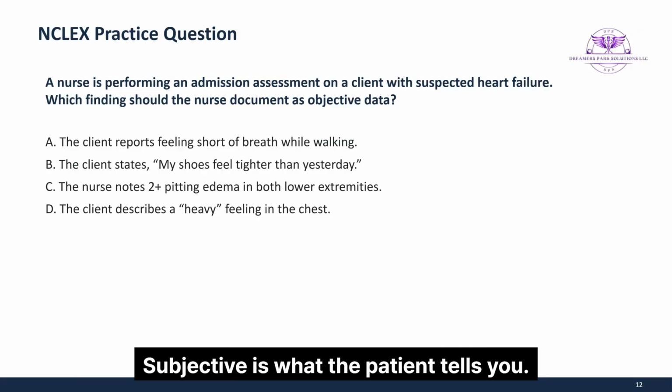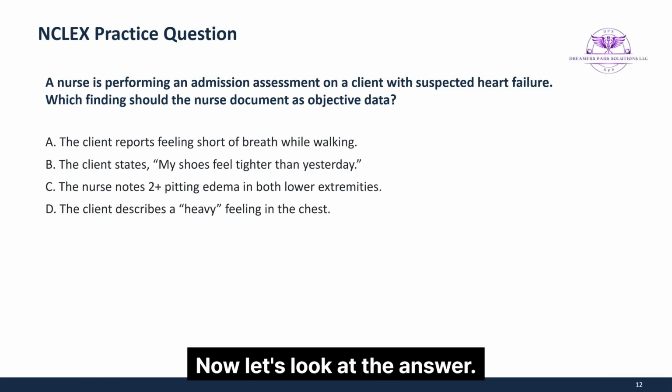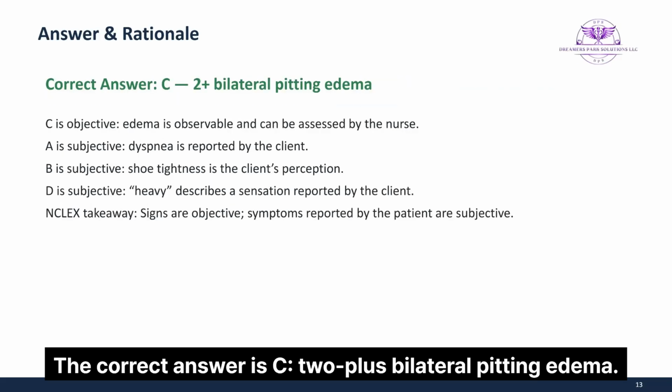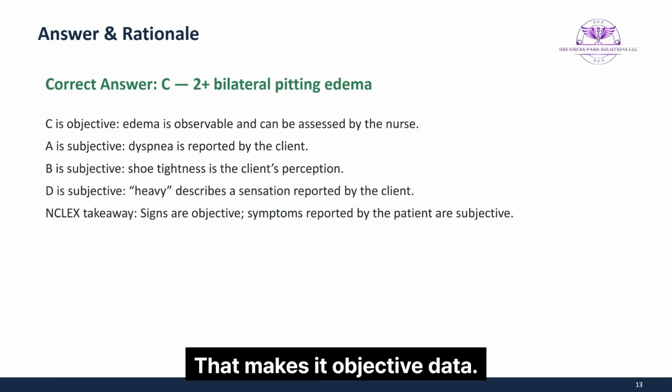Remember our rule. Subjective is what the patient tells you. Objective is what the nurse observes or measures. Now let's look at the answer. The correct answer is C, 2+ bilateral pitting edema. Why? Because edema can be directly observed and assessed by the nurse. That makes it objective data.